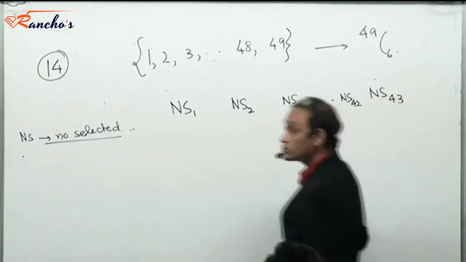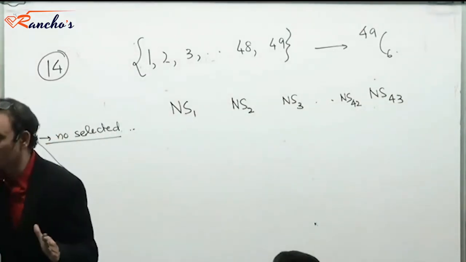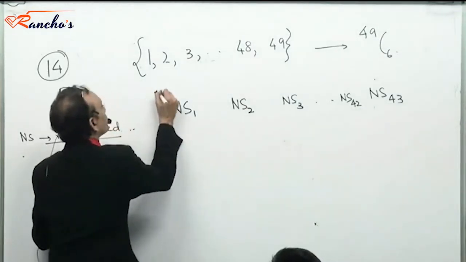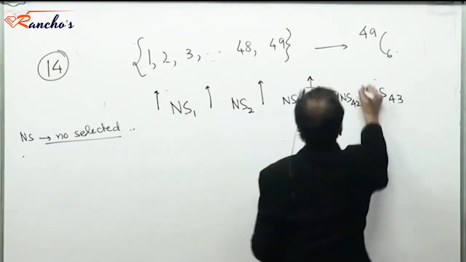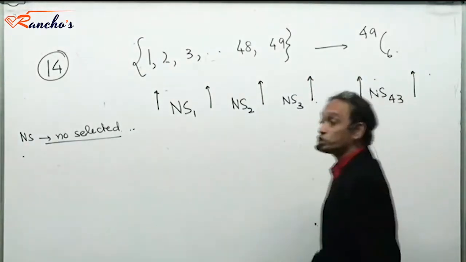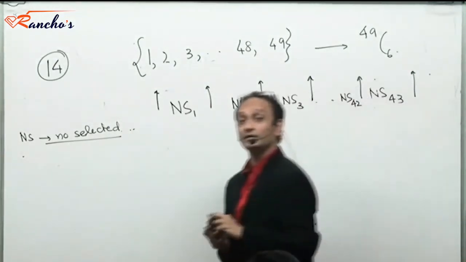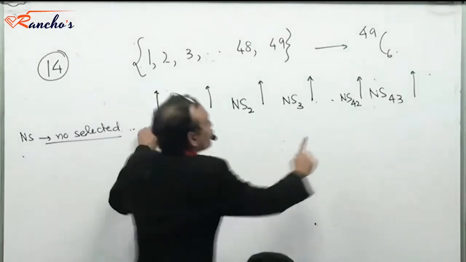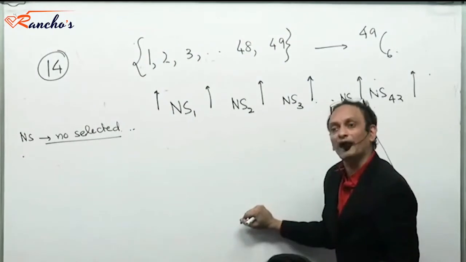Now out of 49, 43 are non-selected. I want to select 6 such that no two are neighboring. Now if no two are neighboring, these are the permissible locations of selecting 6. Then no two would be neighboring. Yes or no? Now how many of these arrows are there? 44 arrows are there. I want to select how many of them such that no two arrows are neighboring?